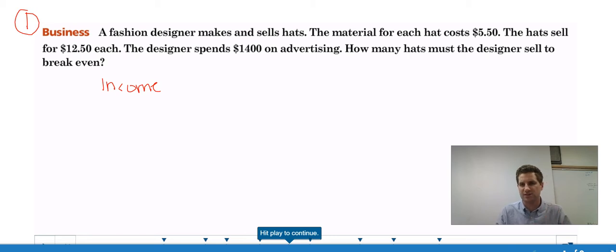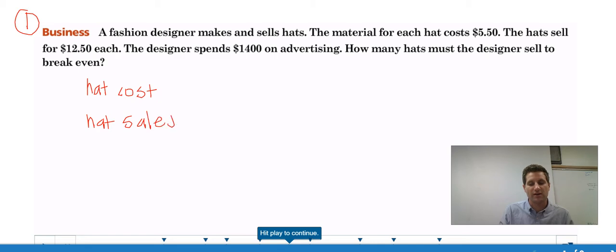We should do hat sales. Let's do that. That might make a little bit more sense. Okay, so we're going to do hat cost, that's what I'm talking about, versus hat sales. Okay, so we could do y equals, so the cost of a hat is going to be equal to, well, it costs $5.50 per one hat. So we'll do H for hat.